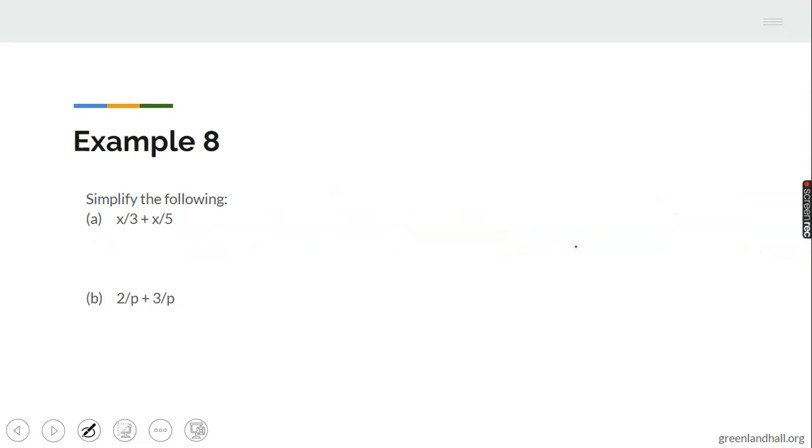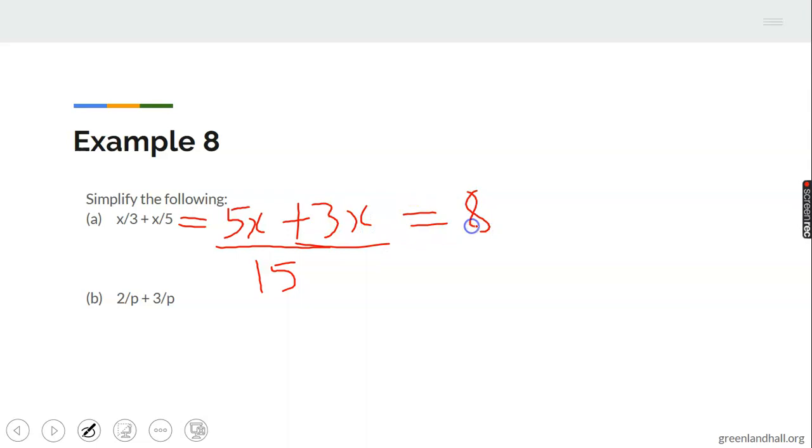Now, we move on to how to simplify monomial denominators. It's just our normal simplification. We have x over 3 plus x over 5. What you just do is find the LCM. What is the LCM of 3 and 5? 15. So 15 divided by 3 is 5, multiplied by x, that is 5x, plus 15 divided by 5 is 3, multiplied by x, that is 3x. And that will give us 8x over 15.